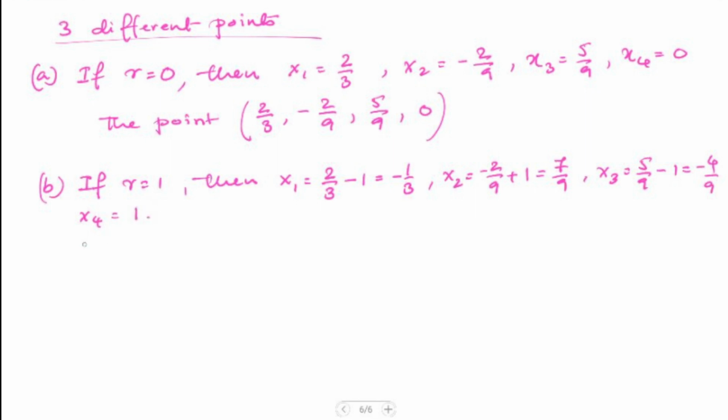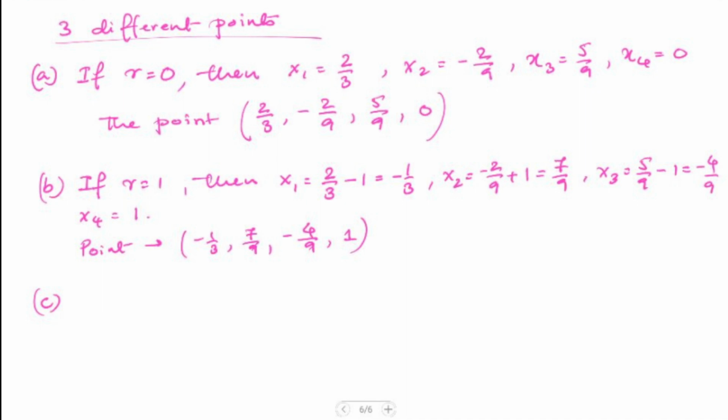So the point is minus 1 over 3, 7 over 9, minus 4 over 9, 1.